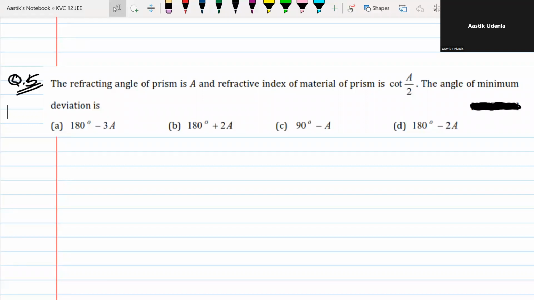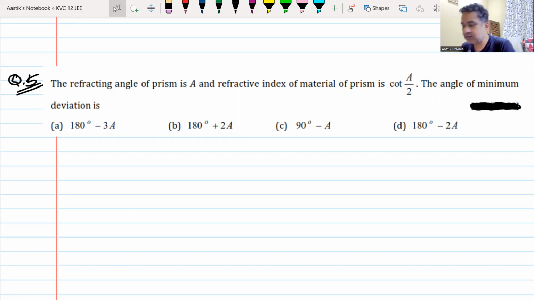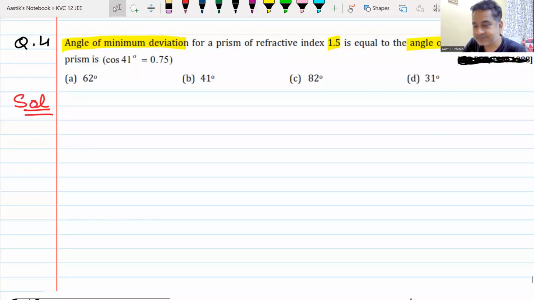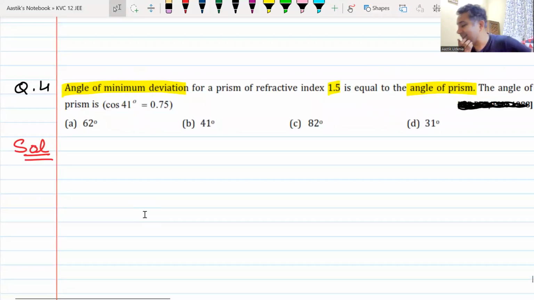The refractive angle of a prism is A. The refractive index is, oops, which question is this? This is not the question. Sorry, that was the next question. The angle of minimum deviation for the prism is 1.5, which is equal to the angle of prism. The angle of prism is how much?